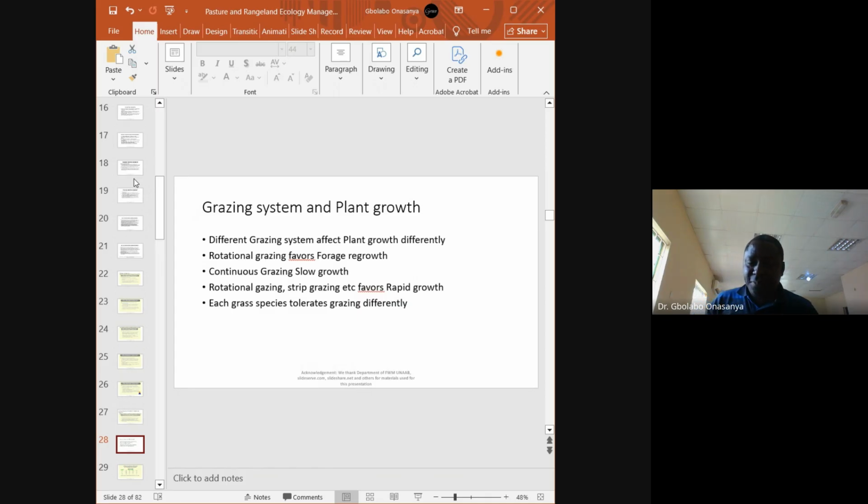Am I speaking sense? Fantastic. So knowledge of grazing system, management of grazing system, will help you to maintain plant growth all year round, and availability of grasses or forage to your animals.